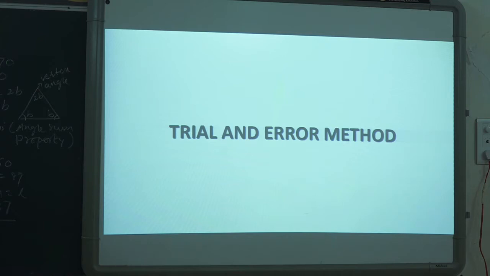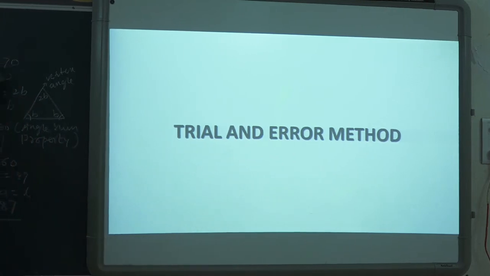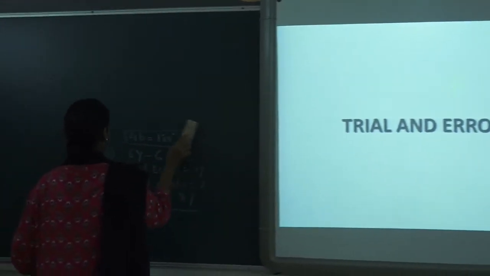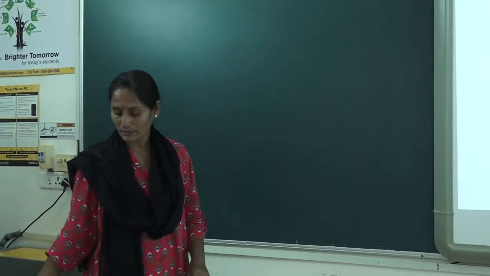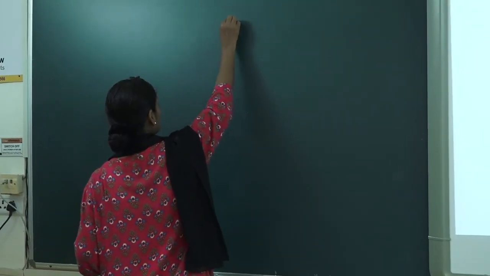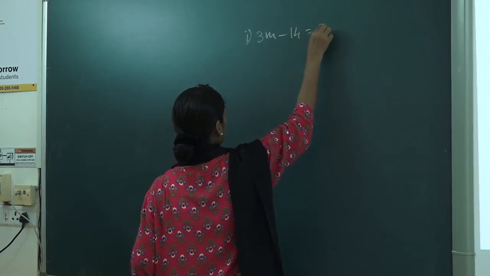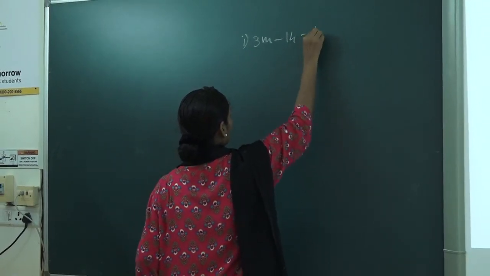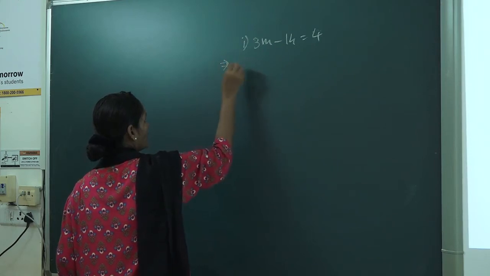Trial and error method. Try. If an error occurs, go for the next one. So you have to keep on solving till you get the answer. Okay, students? Let me take one question. If your question is 3m minus 14 gives you 4, so this is your answer.